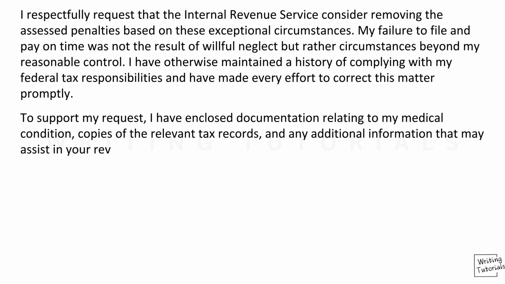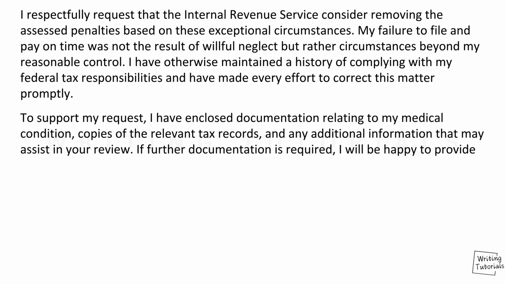Whenever you request penalty relief, supporting evidence can strengthen your case. Depending on your circumstances, you may include medical records, hospital documentation, insurance records, disaster reports, court documents, or other evidence that supports your explanation. Mentioning these attachments tells the IRS that your request is backed by documentation rather than unsupported statements. It also shows your willingness to cooperate if additional information is requested.